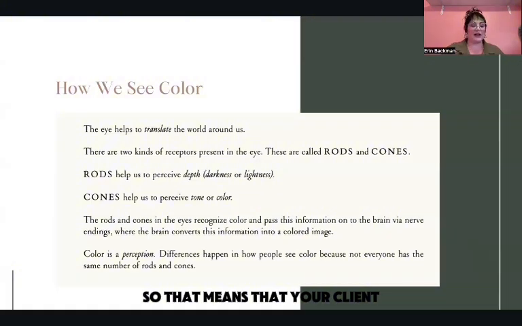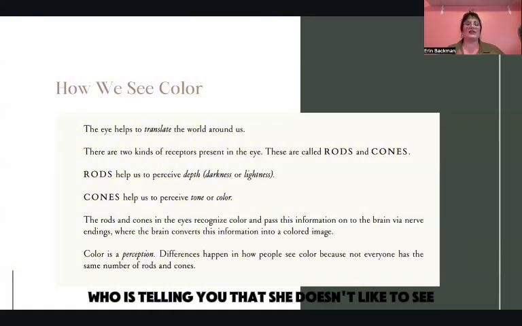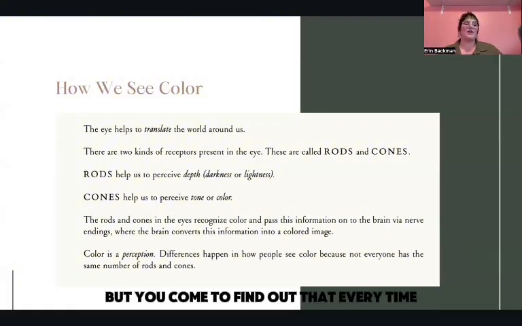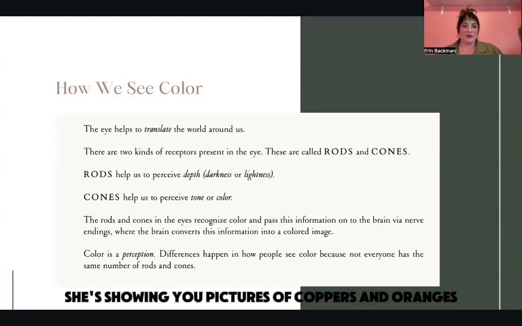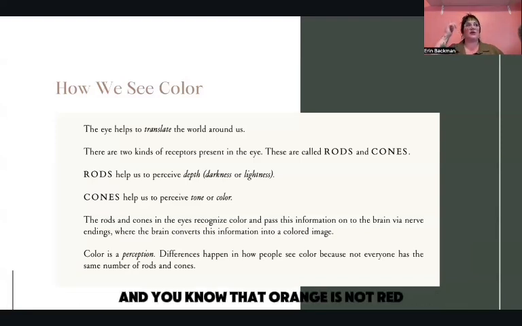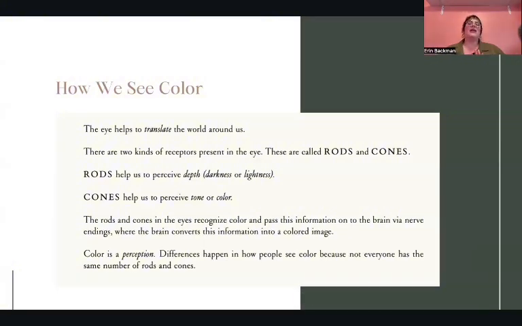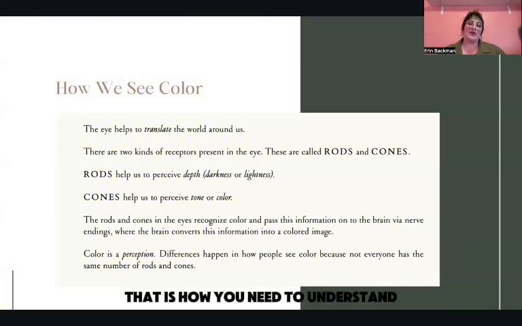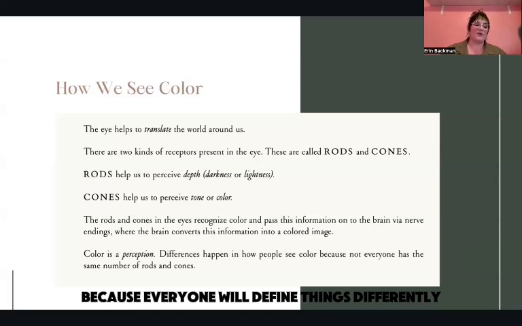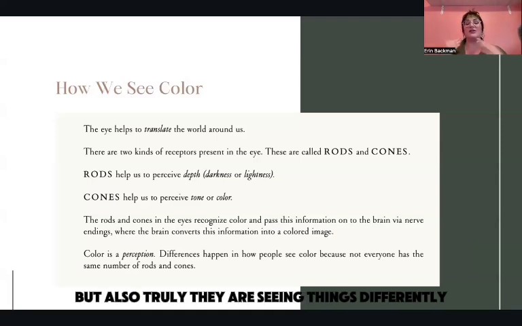That means that your client who is telling you that she doesn't like to see red in her hair, but you come to find out that every time she's describing red, she's showing you pictures of coppers and oranges, and you know that orange is not red. That is how you need to understand the perception of color, because everyone will define things differently, but also truly they are seeing things differently.